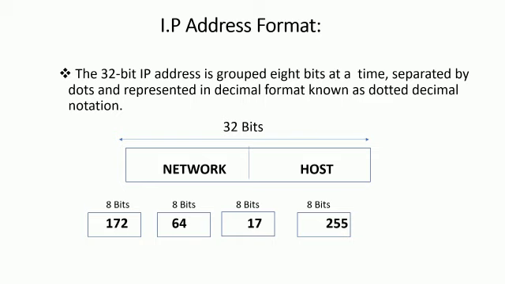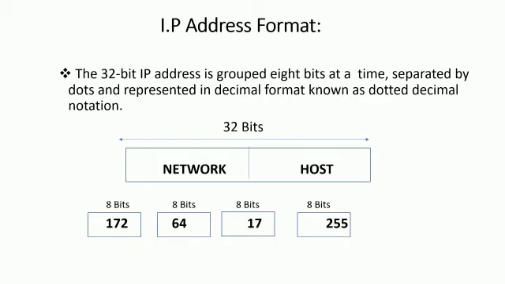Your host ID identifies a host on a network and is assigned by a local network administrator. On the other hand, network number identifies a network and must be assigned by the Internet Network Information Center if a network is to be a part of the internet.